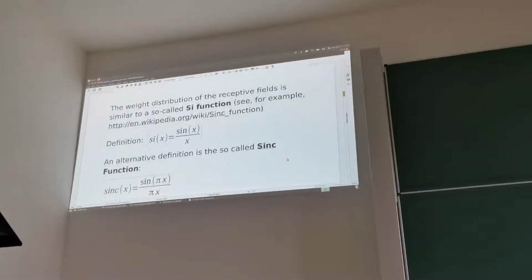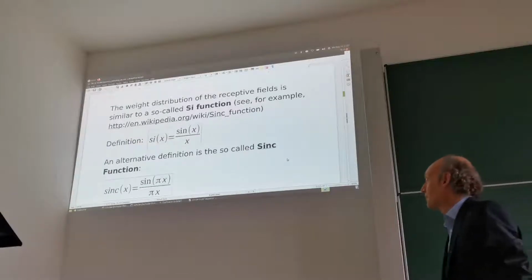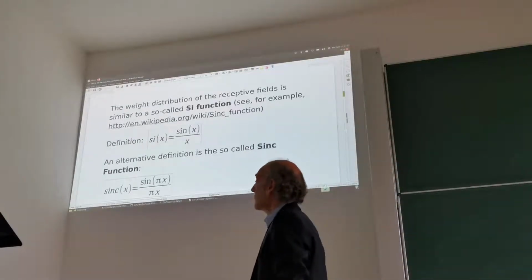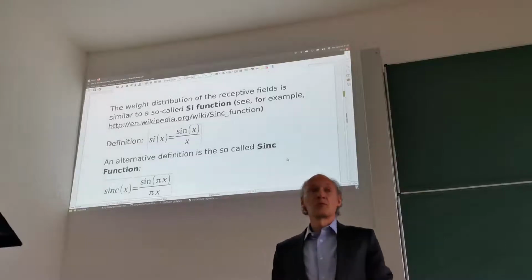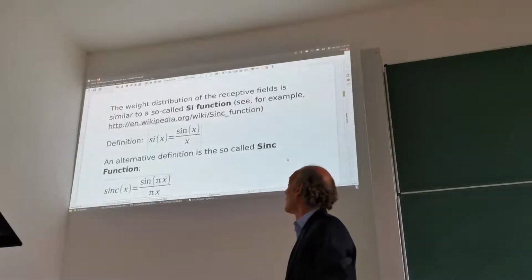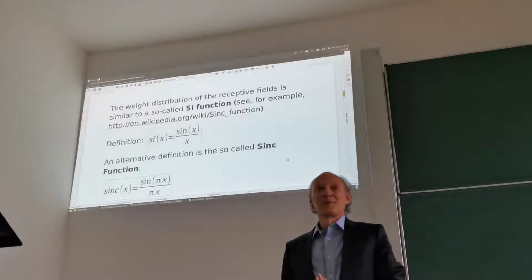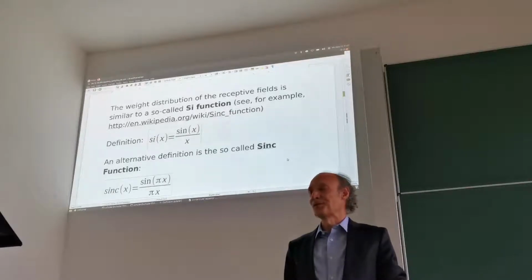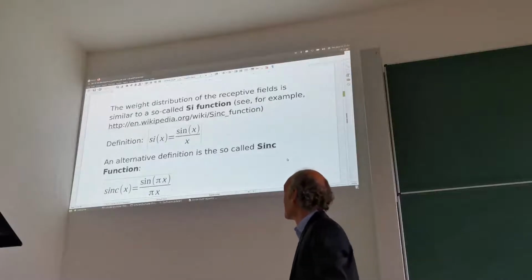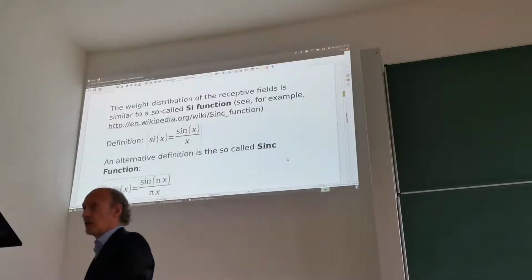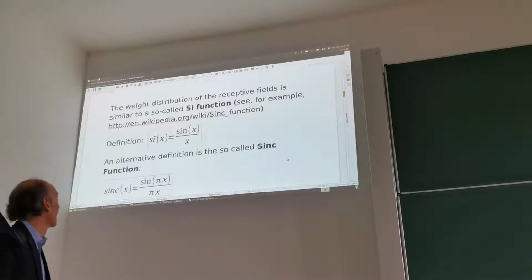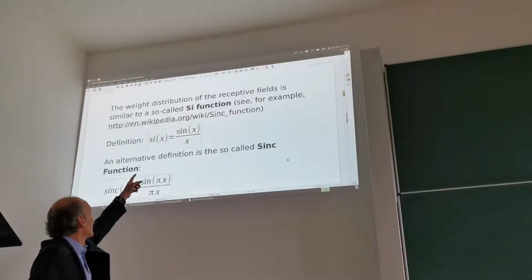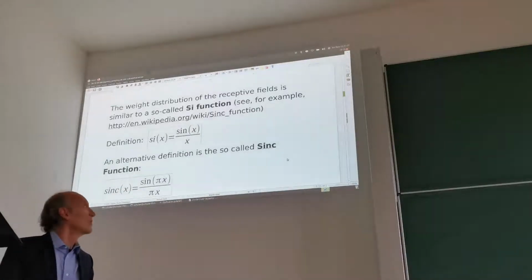When we look at this curve with the lateral inhibition, we see that it has similarity to the sinc function or Si function. Do you all know the sinc or Si function? No? You should have it in signals and systems. This is a commonly used function in signals and systems. It's defined like this: the Si function is sine of x divided by x.